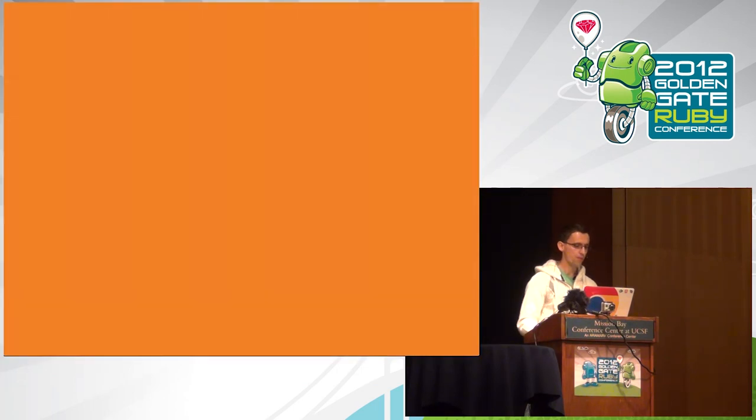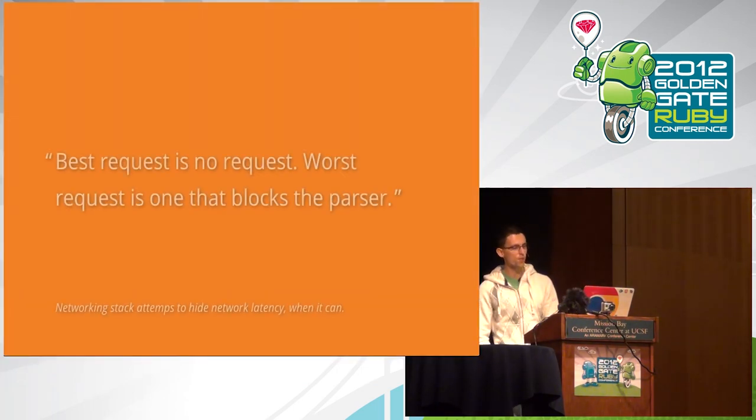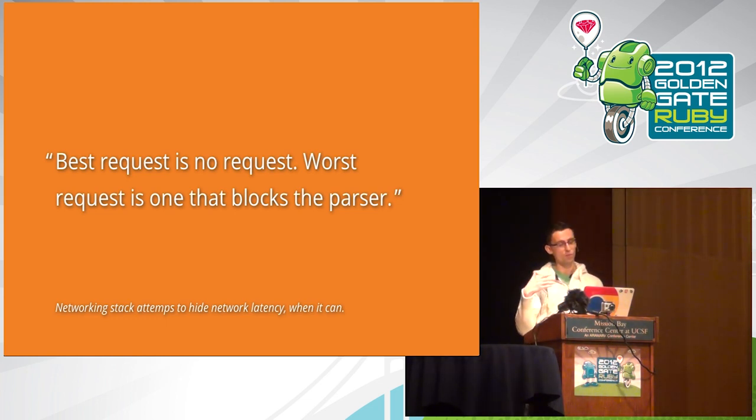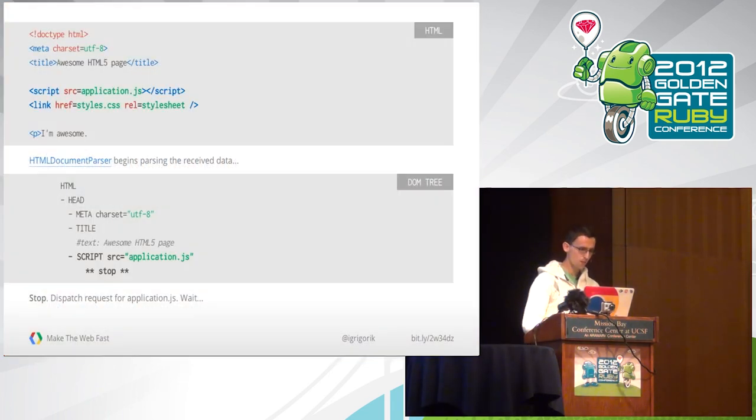So all that to say is there's a lot of stuff going on. And of course, we try to optimize requests and we try to optimize against hiding all this latency, but the best request is a request that you don't make as a web developer. And the worst request is a request that blocks a parser, which of course begs the question of what the hell blocks a parser. And here's a simple example.